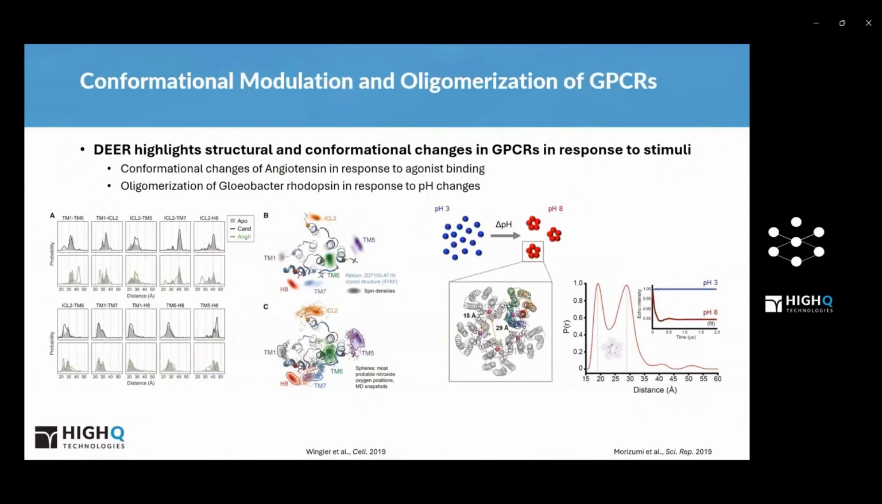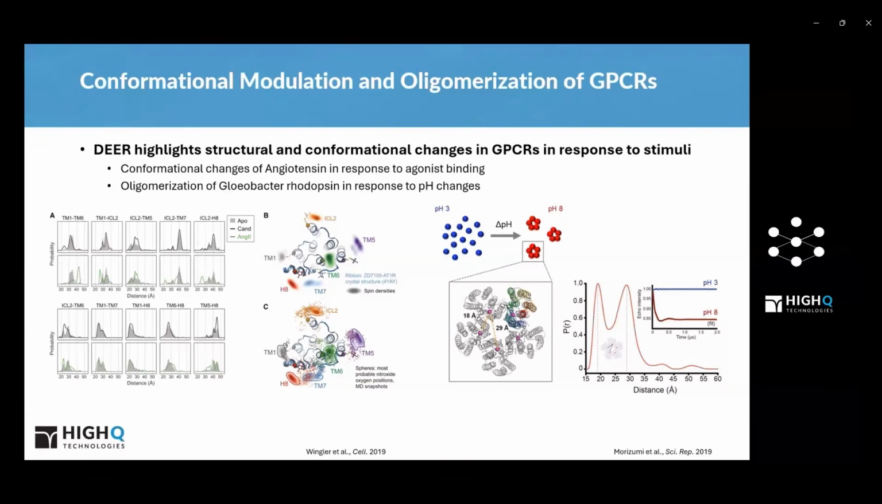So from here, instead of talking about synergy with techniques, it's more going to be about how EPR is applied to specific classes of biomolecules. So first up, we have GPCRs, G protein coupled receptors, which are a notoriously dynamic and often difficult sample to measure structurally and dynamically. So GPCRs are involved in a whole lot of physiological and biological functions. They're a very important target for drug development.